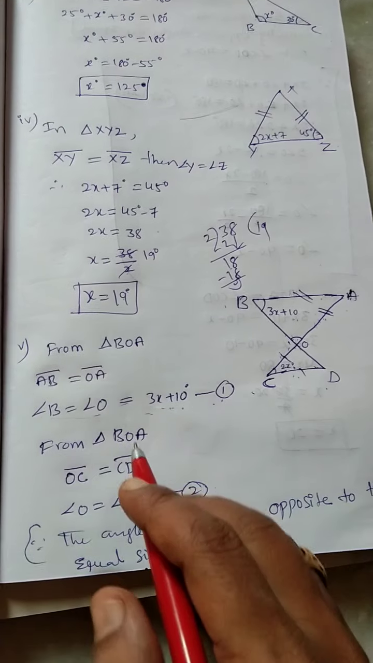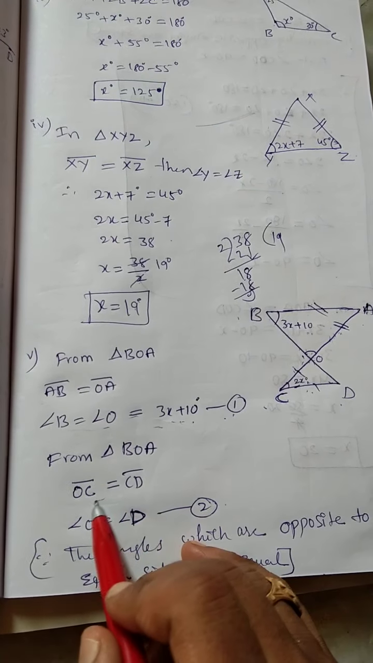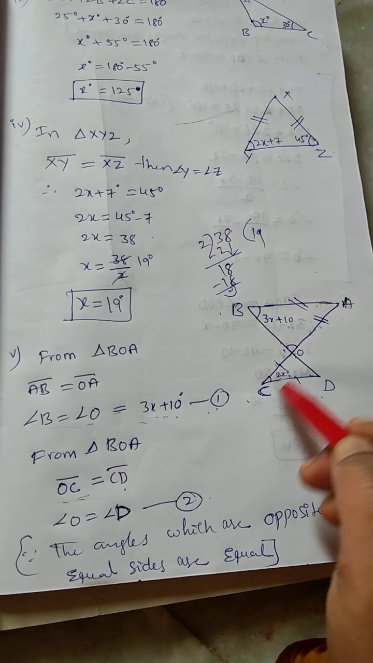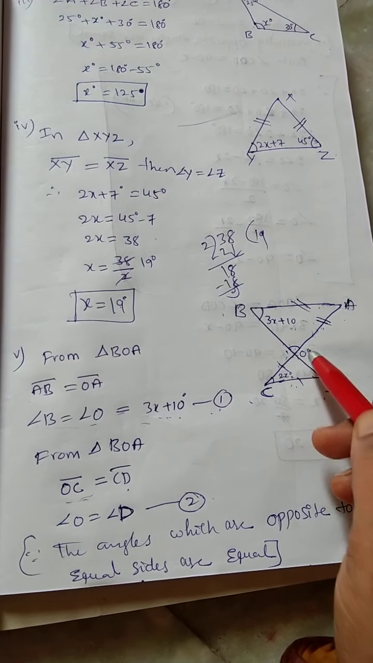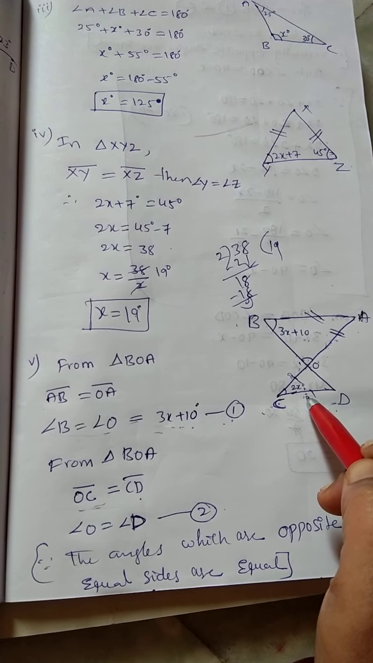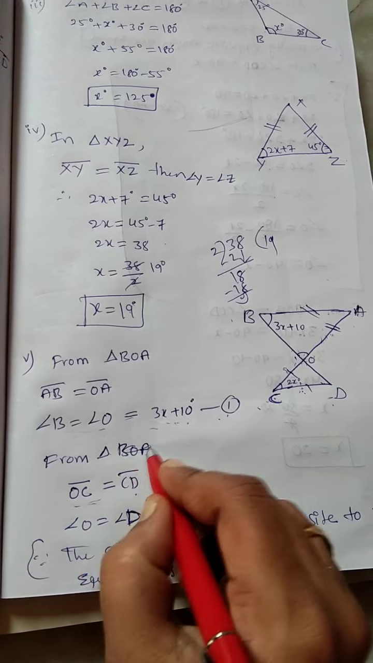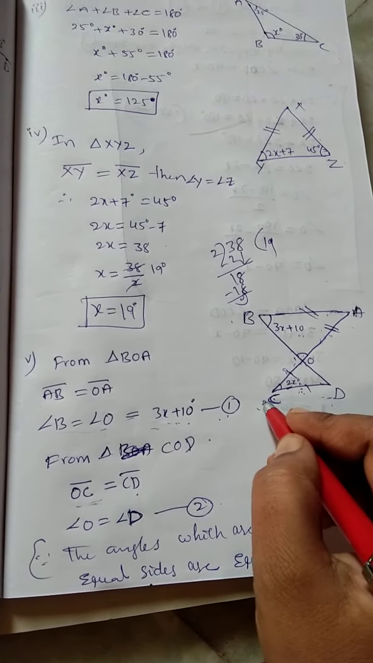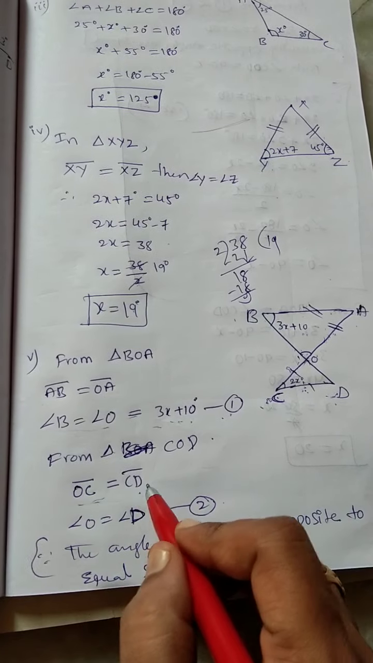Now, triangle COD, from that OC is equal to CD. Okay. OC is equal to CD. These two sides are equal. Actually, this is not triangle BOA, this is the COD triangle. Okay. In the COD triangle, CO is equal to CD.